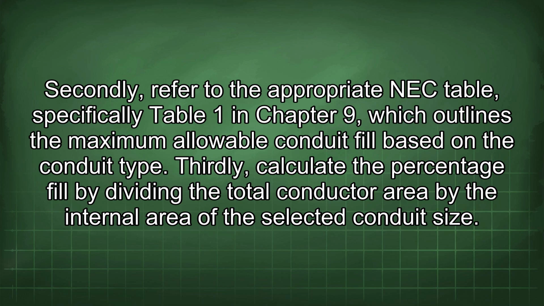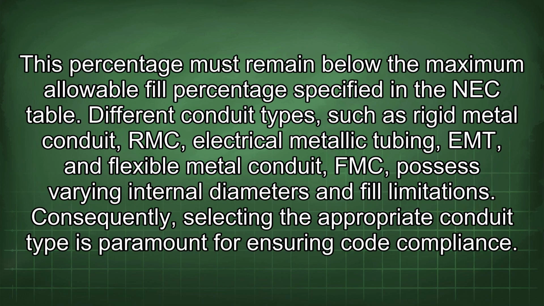Thirdly, calculate the percentage fill by dividing the total conductor area by the internal area of the selected conduit size. This percentage must remain below the maximum allowable fill percentage specified in the NEC table. Different conduit types, such as rigid metal conduit, RMC, electrical metallic tubing, EMT, and flexible metal conduit, FMC, possess varying internal diameters and fill limitations.